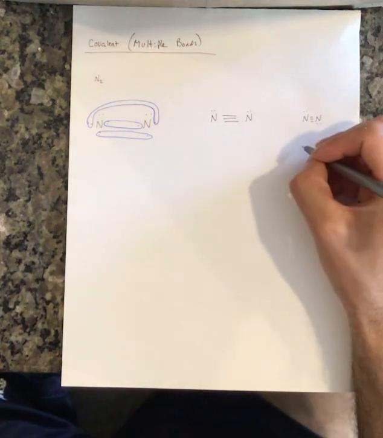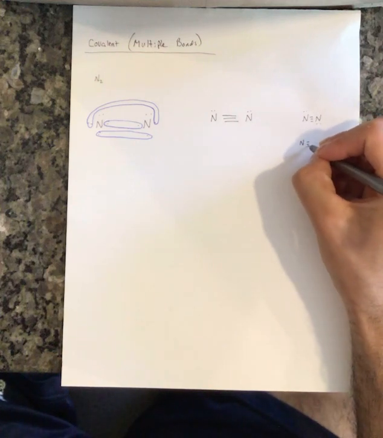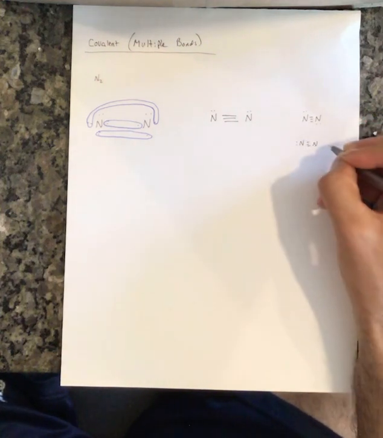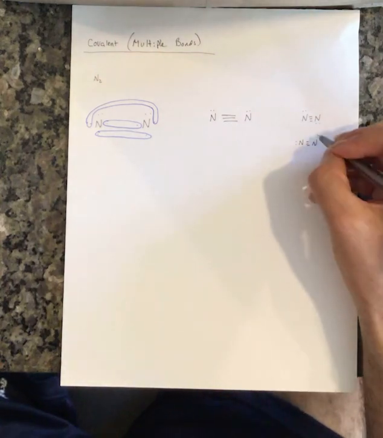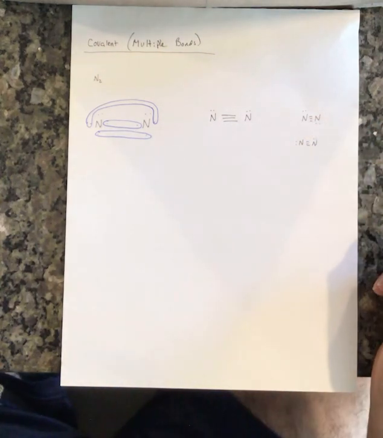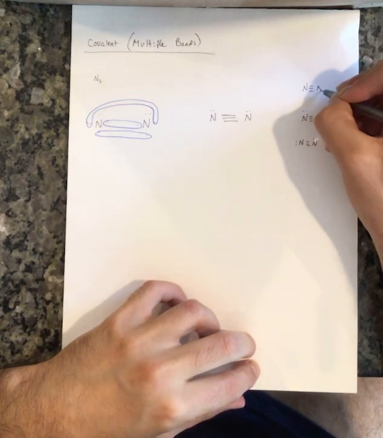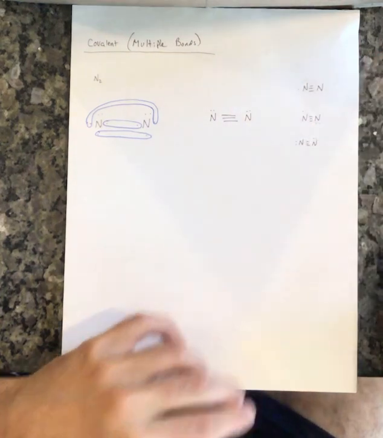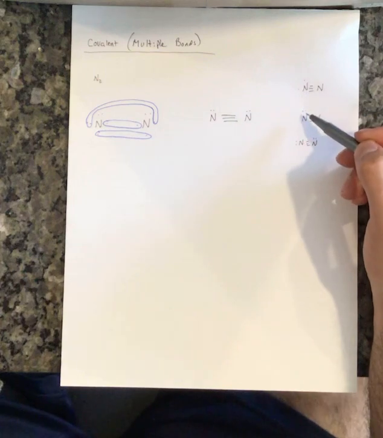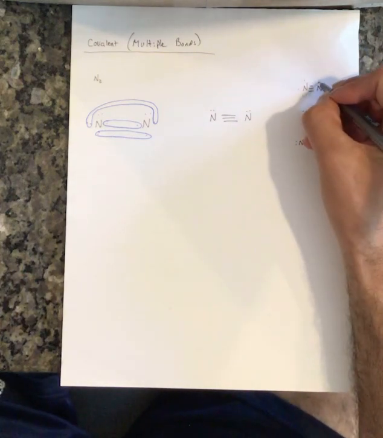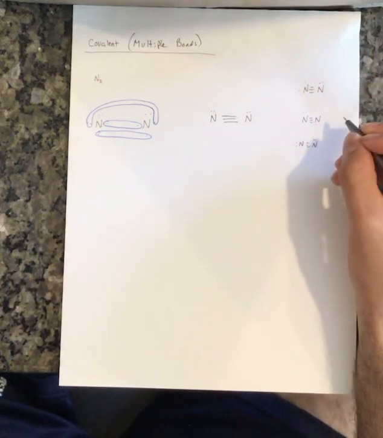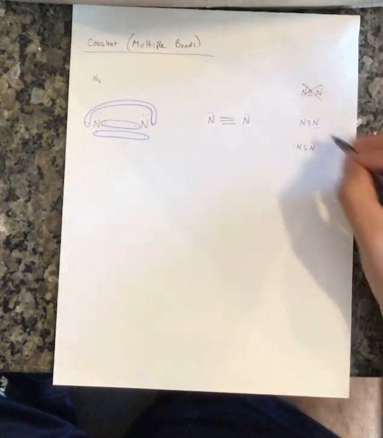So it doesn't matter if you put the electrons on the sides or the tops or the bottoms, as long as they are together. What would be incorrect is if you drew it like this. See how I split up the two electrons? That would be incorrect. They need to be together, like that there. Okay, so that would be incorrect. All of these would be fine.